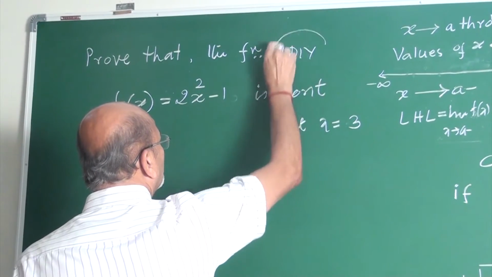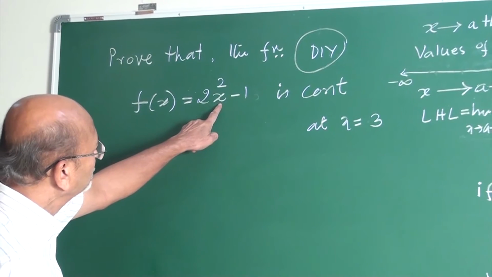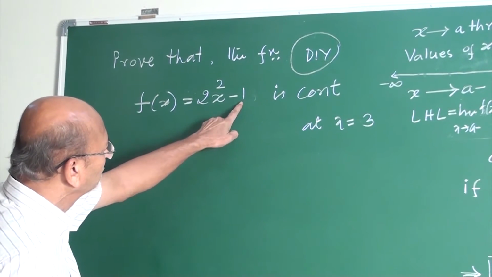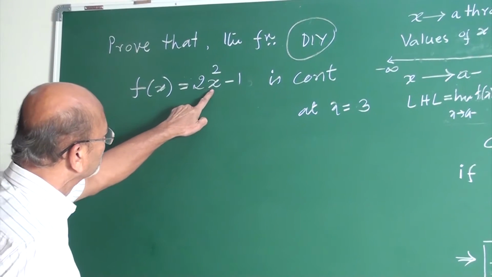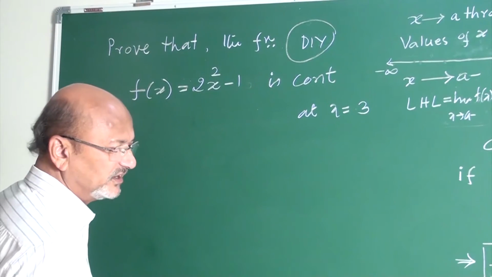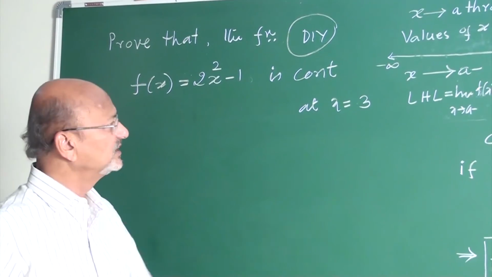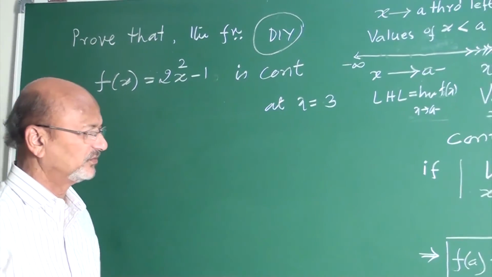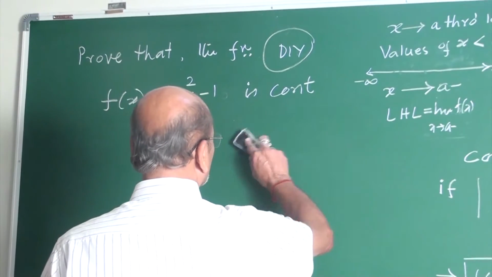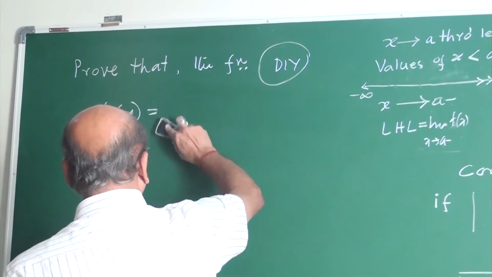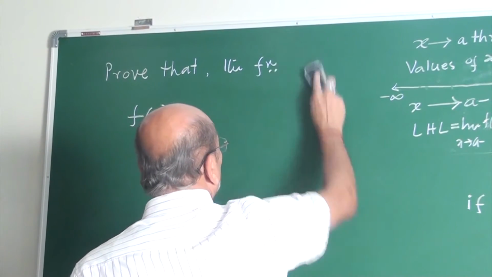Now, my friends, write it yourselves. See, f of 3: 3 square is 9, 18, minus 1, 17. Again, the limit of f(x), you have to put the same, you get 17. Both are equal. In that case, the function is continuous at x equal to 3. These are some very simple examples.